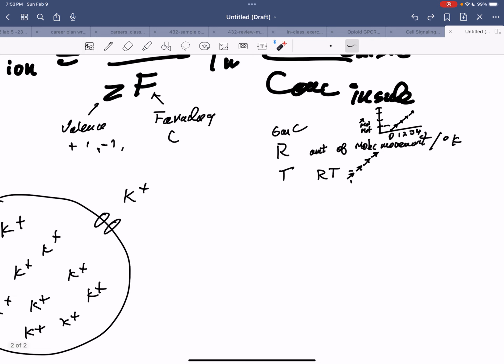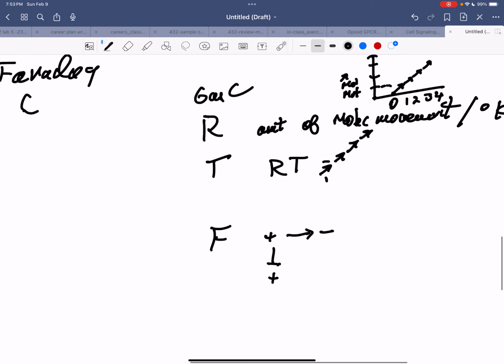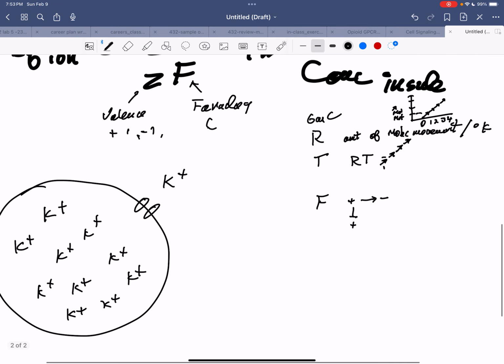Okay, so what about the valence and the Faraday constant? Well, the Faraday constant is a measure of the attraction of opposite charges, or you could equally think of it as the repulsion of same charges. So the Faraday constant tells us what is the force that's pushing same charges apart or opposite charges being held together. And you, of course, have to multiply it by the valence, because a +1 will have half the charge, half the effect of a +2.